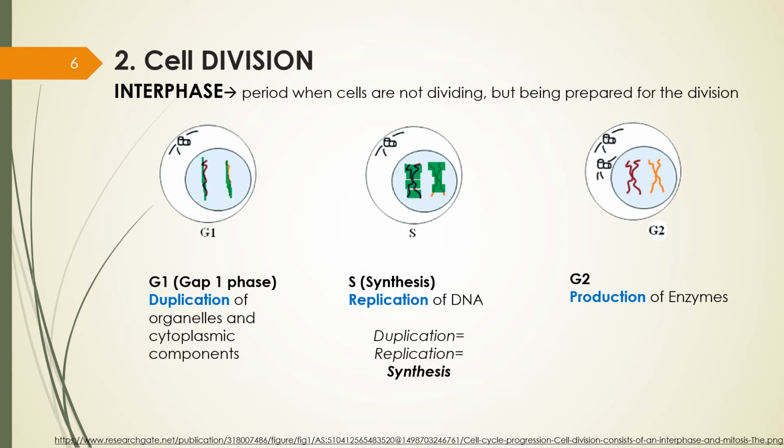So interphase has 3 phases, G1, S and G2. G1, duplication just of organelles and cytoplasmic components. S, just the replication of DNA. And G2, production of enzymes. So organelles and cytoplasm, DNA, and enzymes. In G1 it was 2n, and in S, how is it going to be? 4n, and in G2 it continues 4n.